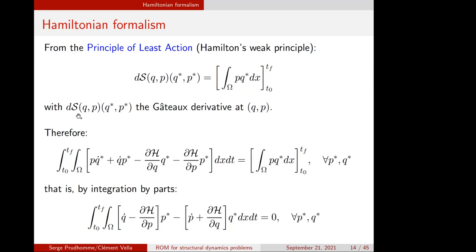So using dS, our Gateaux derivative of S, we obtain this equation, and I'm not going to go too much into the details. By integration by parts, we put all the time derivative on our unknown P and Q. So we integrate by parts this first term. What we obtain is this equation. And essentially it tells us that Q dot is going to be equal to the first derivative of H with respect to P, and P dot is going to be the negative of the first derivative of H with respect to Q.